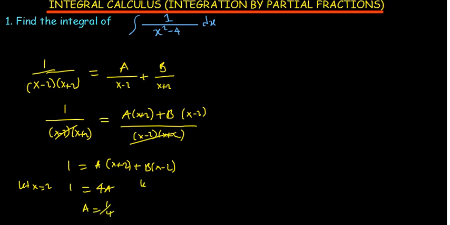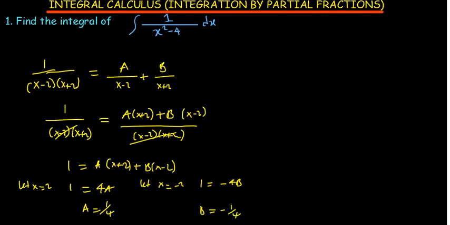And when we let x be equal to negative 2, that will give us 1 is equal to, this will cancel out. So if we put negative 2 here, that will be negative 4. Negative 4 times B, negative 4B. Therefore, B is going to be negative 1 over 4.